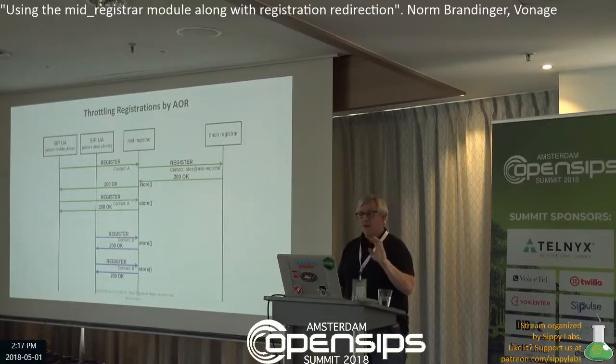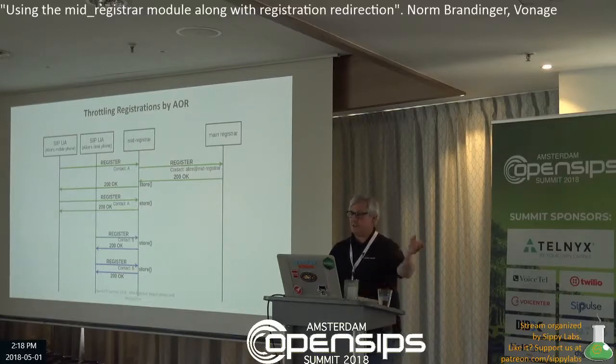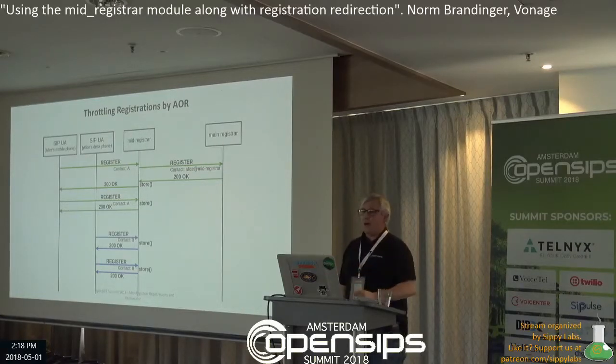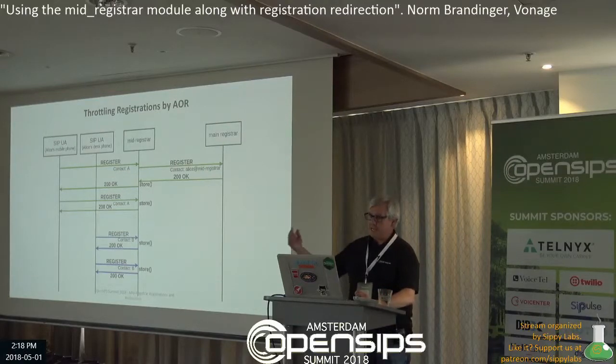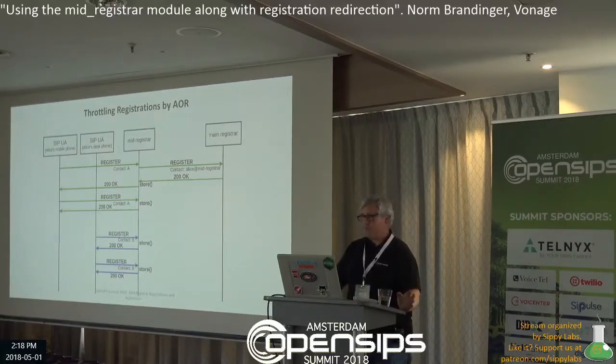So the benefit of throttling by AOR is that while yes, you've saved your registrations on the incoming side from the client device registering to the mid-registrar and then hitting the main registrar, the invites coming into the system from the other side can just hit the main registrar, and then just a single invite goes down to the mid-registrar, and the mid-registrar then has the function, which is closer to the edge, to handle whatever sort of forking the business logic desires, whether the forking is parallel forking or serial forking.